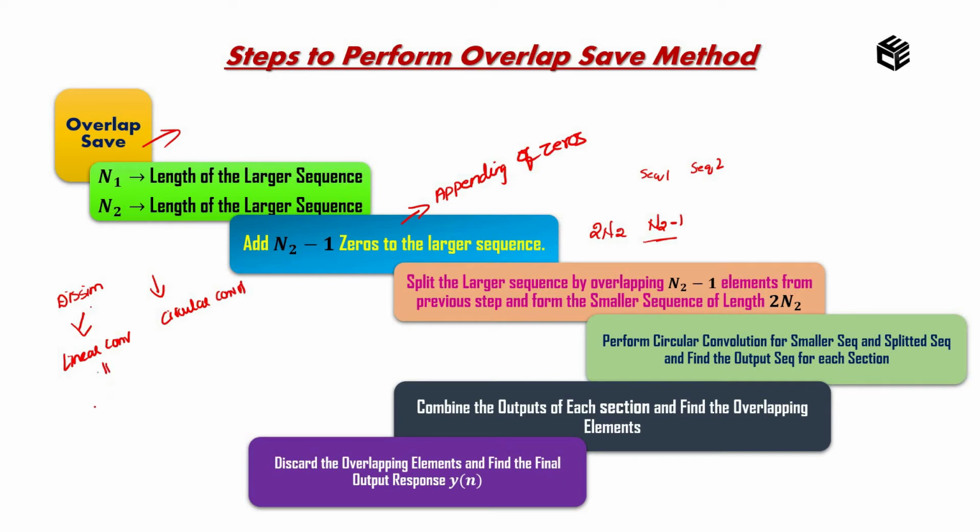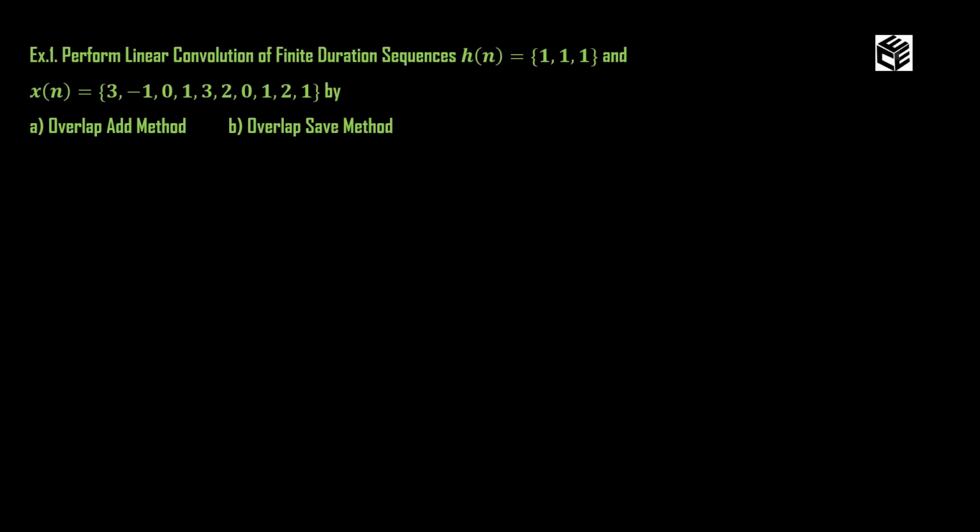In linear convolution, we don't have the concept of appending zeros, but in circular convolution, that is in the overlap save method, we will append n2 minus 1 zeros at the input side of x of n. The next difference: in overlap add, the larger sequence is split into smaller sequences of length n2. Here, the larger sequence is split into smaller sequences of length 2n2. And here we add the overlapped elements, and here we discard the overlap elements. Understood? Now let's explain the overlap add and save methods with the help of a problem.